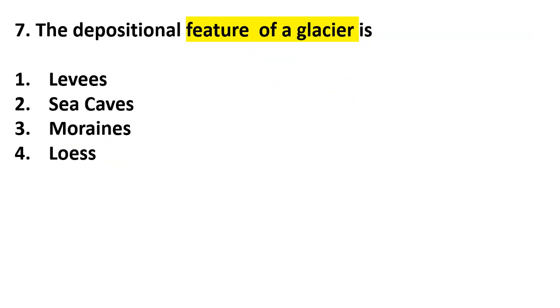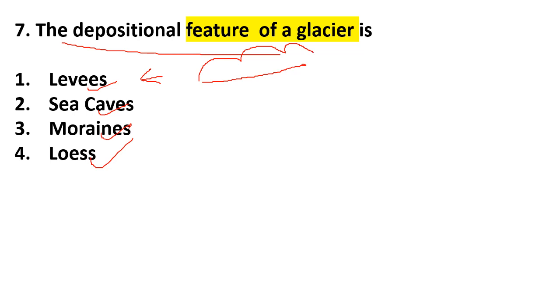Okay, next. The depositional features of a glacier; the options are lapse, sea caps, moraines, and loess. Now what is a lapse? We can simply say it is an embankment built to stop the overflow of water in different parts. Okay, now what are sea caps? Sea caps are erosional features created by waters in coastal areas.